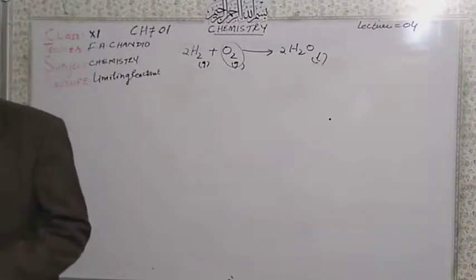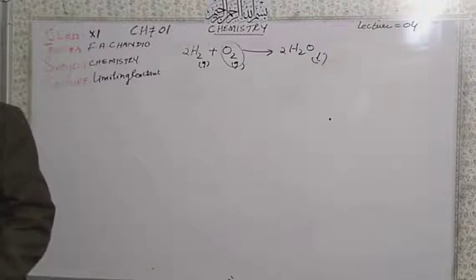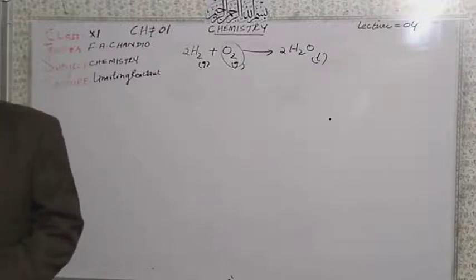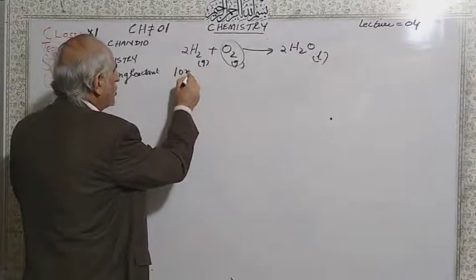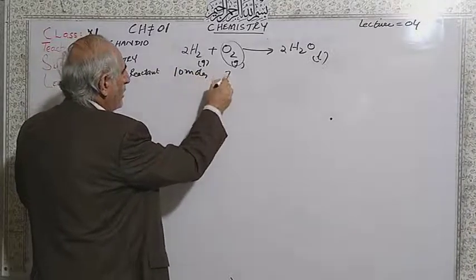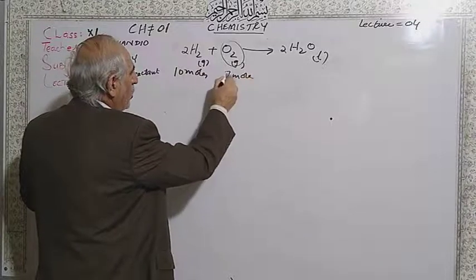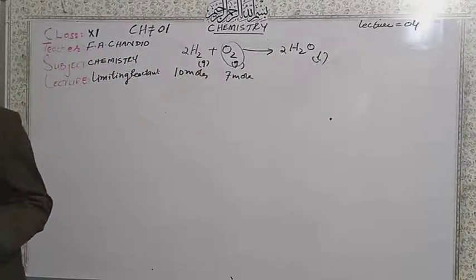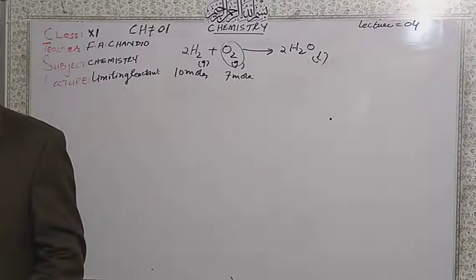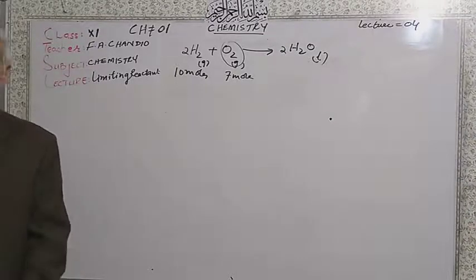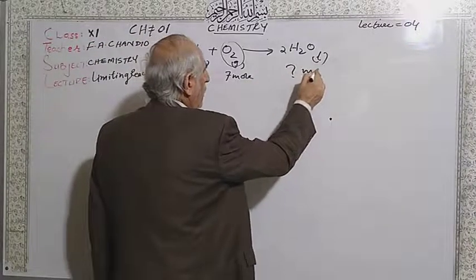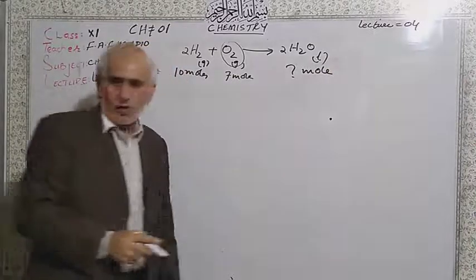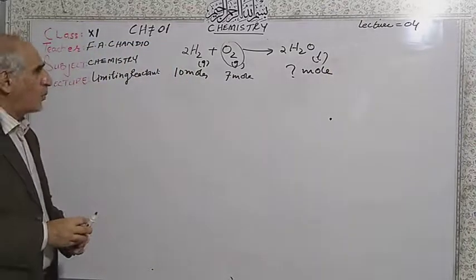Now an example is given in the book. The same example is given here. 10 moles of hydrogen and 7 moles of oxygen. Then how many moles of water are produced?